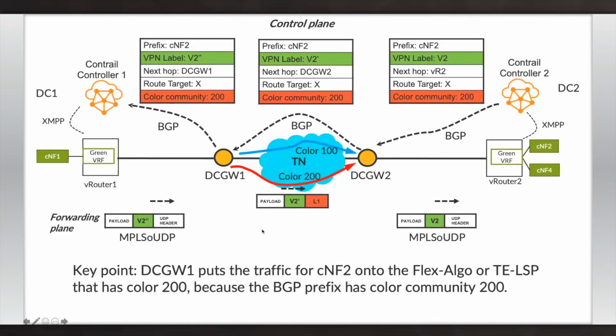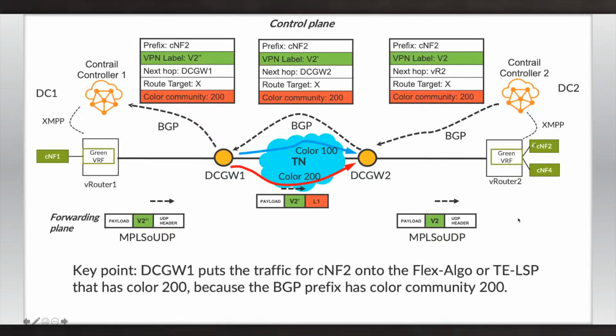And so the packet's launched with the label or labels associated with that transport, the VPN label as well, shown in green. And so in that way, the packet arrives at DC gateway 2. DC gateway 2 does a lookup on that label and puts the packet into the MPLS over UDP tunnel that terminates at vRouter 2. It's sent to the green VRF and to the destination CNF2.